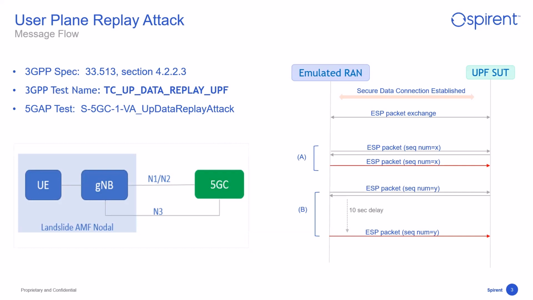An emulated RAN connects to the customer's 5G core. A secure data connection is established between the RAN and the UPF SUT, and the emulated RAN will duplicate packets. Some packets are replayed immediately, and some are replayed after a delay. The UPF is expected to ignore these replayed packets.